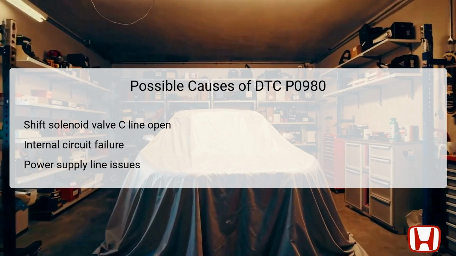To identify the source of DTC P0980, it is vital to understand the possible causes outlined in the diagnostic text. Firstly, an open line in the shift solenoid valve C, whether due to a disconnect or loose connection at the connector, can upset the circuit. Secondly, an internal failure in the circuit of the shift solenoid valve C can prevent proper operation. The issue may also stem from the power supply line. If this line is open or shorted to ground, it will disrupt the functionality of the solenoid. Additionally, it is essential to keep in mind that a failure within the PCM itself could also contribute to the malfunction of the shift solenoid valve C. Therefore, a comprehensive troubleshooting approach is necessary to pinpoint the exact cause of the fault.